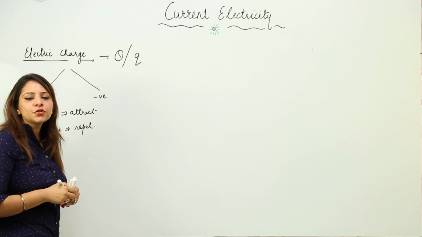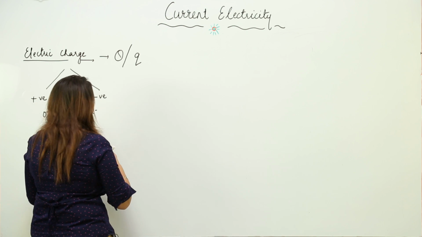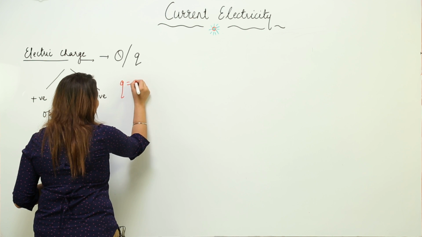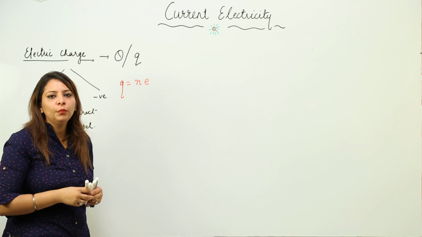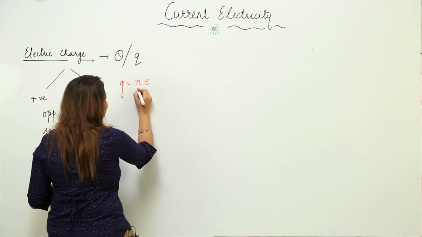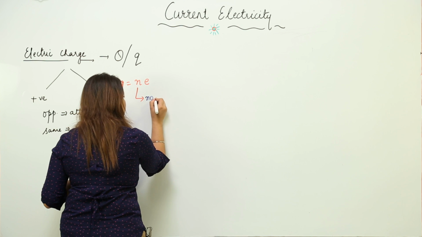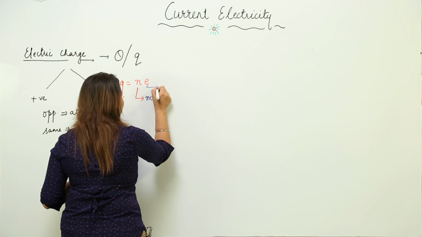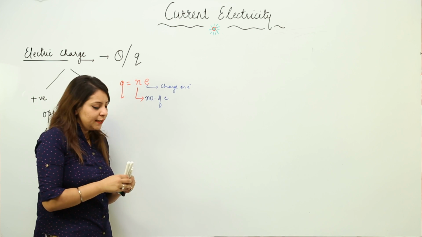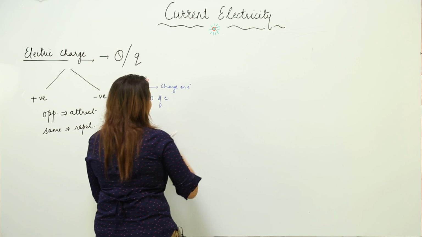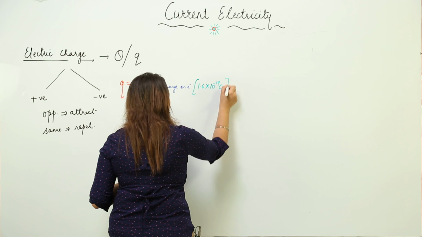So if we need to measure the amount of charge in a body, we can measure it by a formula, Q is equal to NE, in which N means the number of electrons and E means the charge on an electron, which is a constant quantity, that is 1.6 into 10 raised to power minus 19 coulomb.